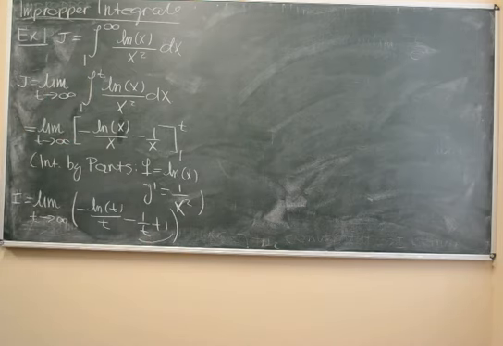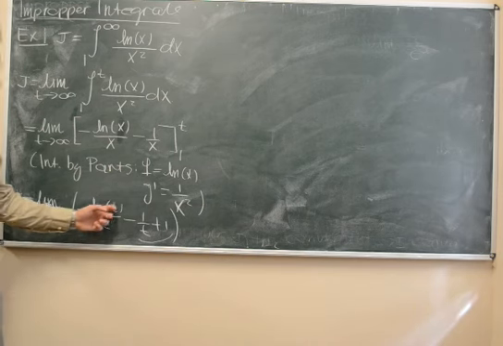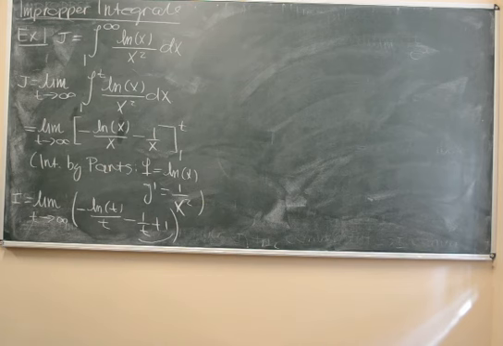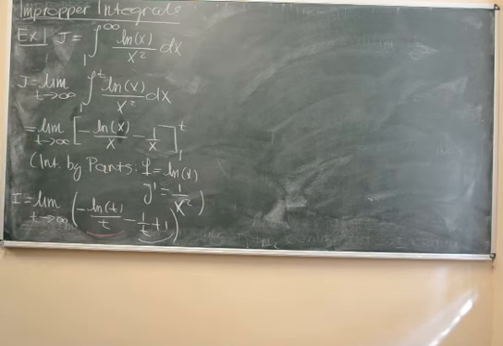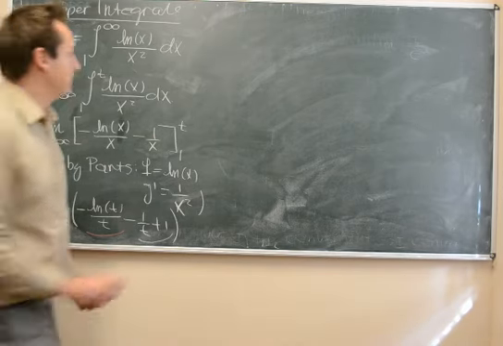The one we have to worry about is this ln t over t. Remember, as t goes to infinity, ln t goes to infinity, and t goes to infinity. So you have to be very careful when you calculate that limit. We have to use L'Hopital's rule. So let's go ahead and do that.